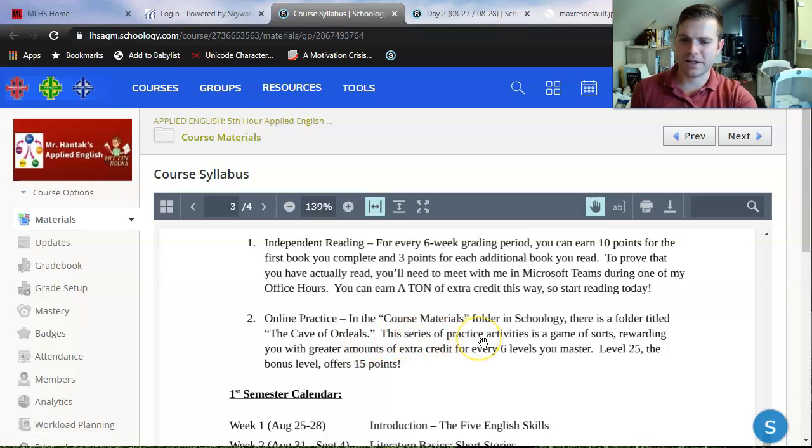It's a series of practice activities, almost entirely grammar practice, that as you work through, it rewards you with greater amounts of extra credit for every 6 levels you master. So let's say you finish levels 1 through 6 by following the directions I give you there. That gives you 7 extra credit points.